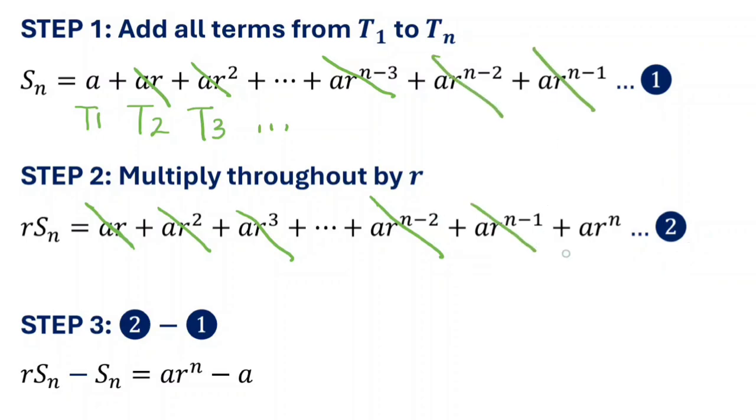So the only terms that we are left with are AR to the power n from the second equation and A from the first equation. But remember that it is the second equation minus the first equation, so we have AR to the power n minus A.